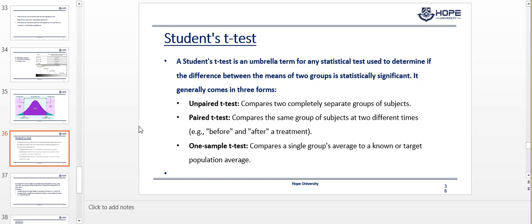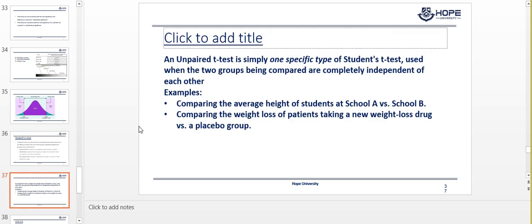Unpaired test compares two completely separate groups of subjects, while paired test compares the same group of subjects at two different times, before and after. Same group but different time, before drug treatment and after drug treatment. One sample t-test compares a single group average to a known or target population average. Only calculation of a single group, nothing else. So the t-test occurs as the unpaired t-test, the paired t-test, and the one sample t-test.